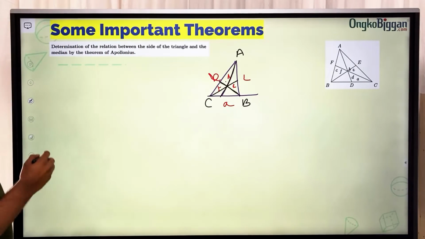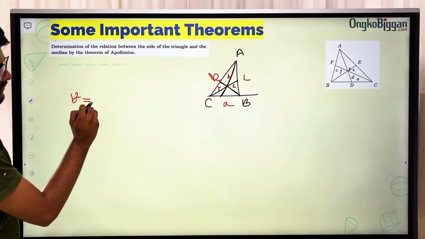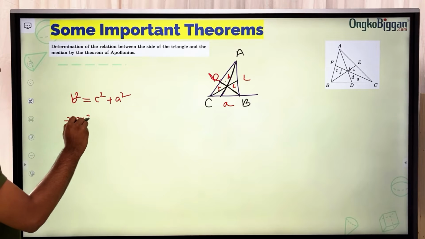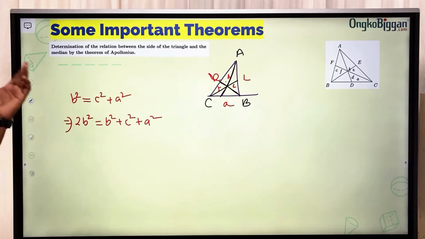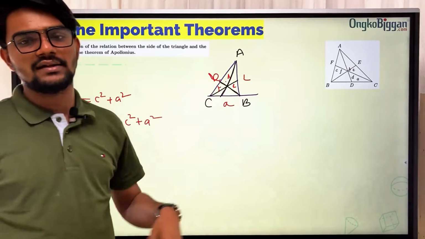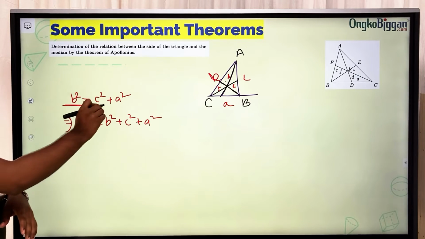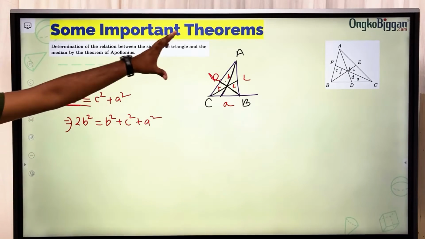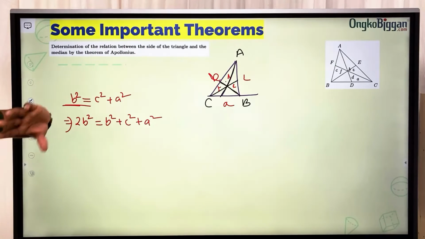Now in a right angle triangle, we know that B square is equal to C square plus A square. Now if I add another B square, we get 2B square equal to B square plus C square plus A square. Initially it was B square equal to C square plus A square. Basically B is the hypotenuse, and C and A are the lengths of the other two sides. So the summation of the squares of the other two sides will be equal to the square of the hypotenuse. Now B square plus C square plus A square is equal to the area of the squares drawn on the three sides of the right angle triangle.